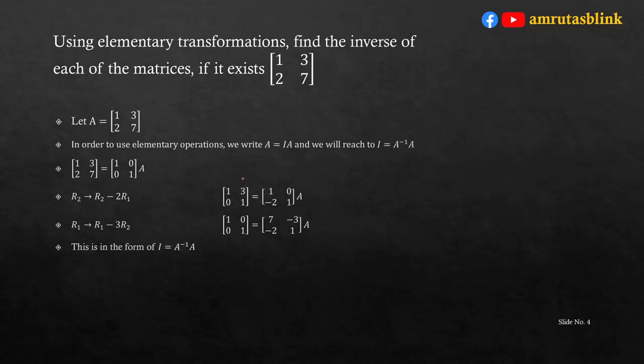So here on the left hand side we have obtained the identity matrix of order 2, that is 1, 0, 0 and 1, and it is in the form of I is equal to A inverse into A, and hence A inverse is equal to 7, minus 3, minus 2 and 1.